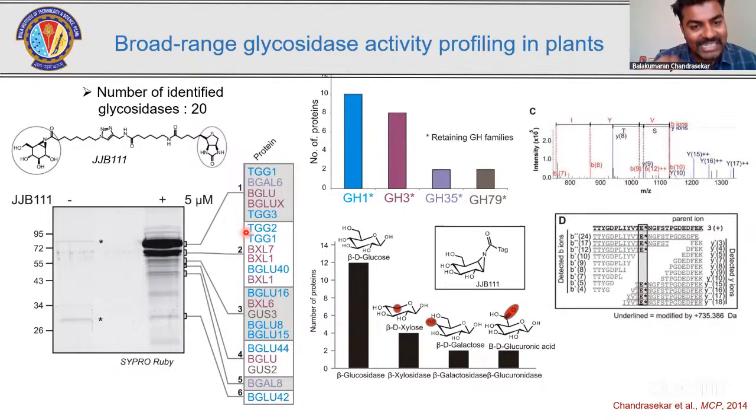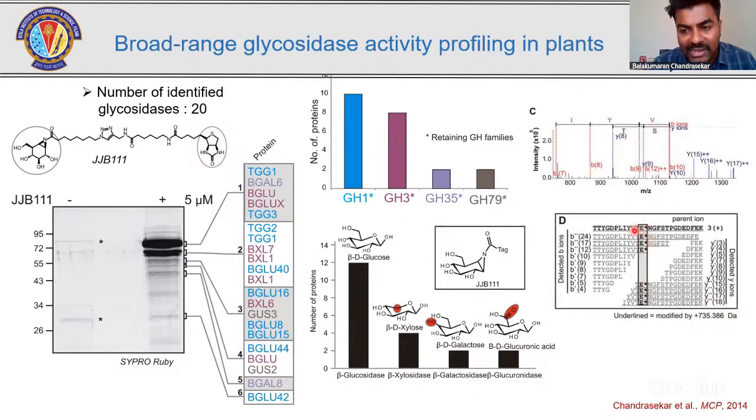We also went into detail on the mass spectrometric analysis, and we could see the site of action, or where exactly the probe is labeled. With the help of mass spectrometry, we were able to see the b ions and y ions. By calculating the masses of the b and y ions, you can really predict what kind of residues are labeled with the probe.